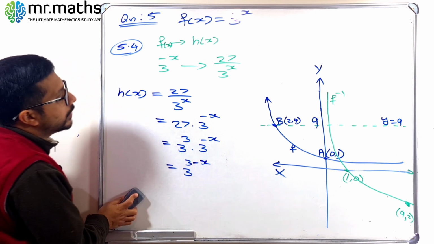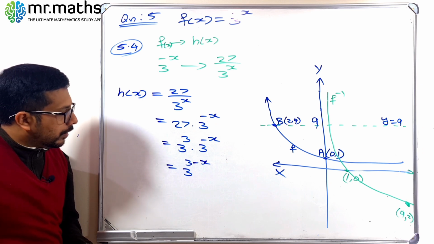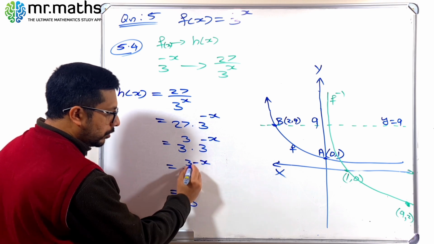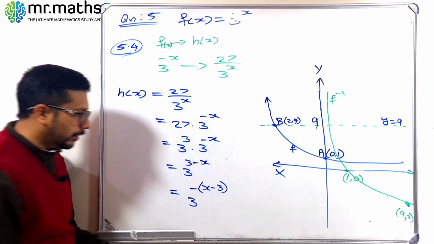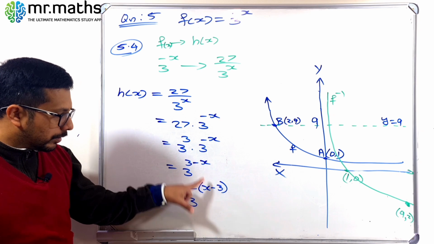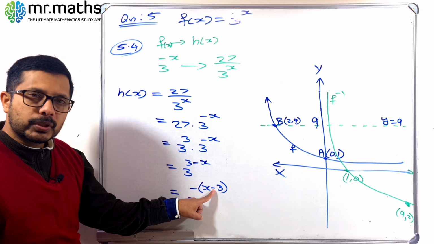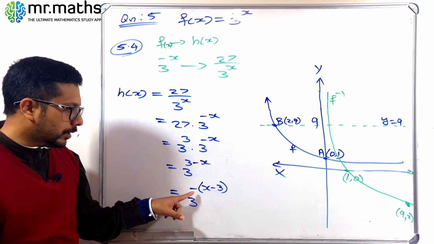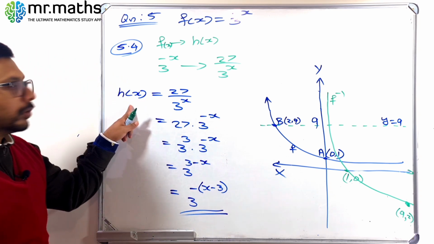Here what I'm going to do is, f of x is minus x. Look at how I'm going to write this one: 3 raised to minus of x minus 3. Look at this one, it's the same thing. Minus into x is minus x, minus into minus 3, minus into minus is positive 3. Can you see? So 3 minus x is the same as minus of x minus 3. So now that is actually h of x.